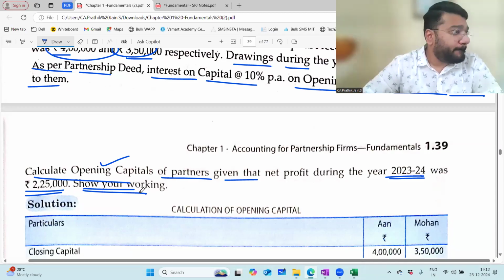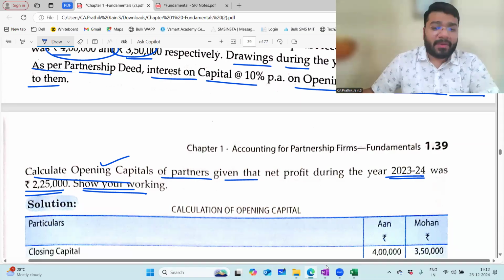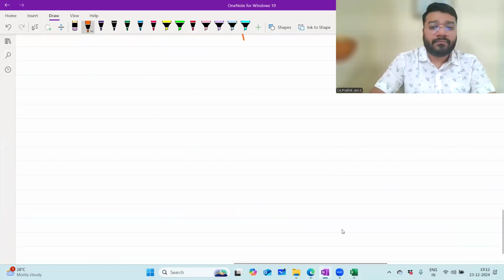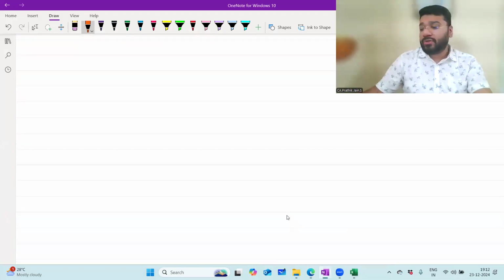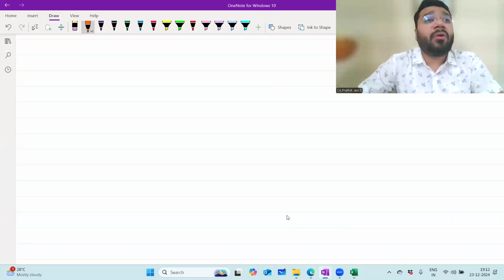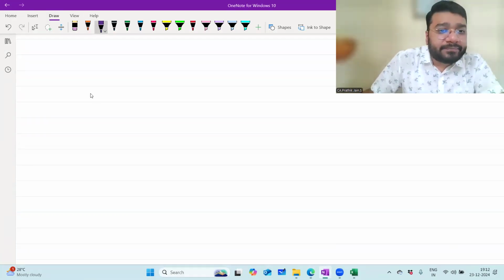Any problem? Sir, appropriation account. Why do we have to prepare appropriation account? Appropriation account, when are you supposed to prepare? If required as a part of working note, you will do it. Otherwise, not required. So now, I'll solve it. Now, guys, they want opening capital. Which method of capital account are they maintaining? Fluctuating method. Wonderful. So now, heading, please.